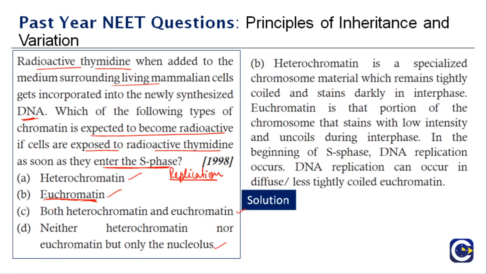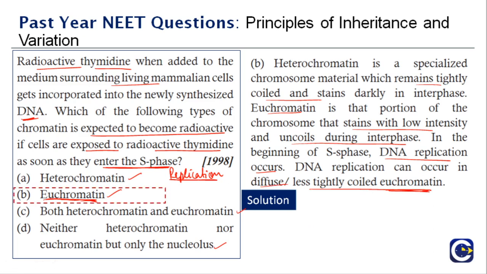Heterochromatin is a specialized chromosome material which remains tightly coiled and stains dark in the interphase. Euchromatin is the portion of chromosome that stains with low intensity and uncoils during interphase. In beginning of S phase, DNA replication occurs and DNA replication can occur in diffuse, less tightly coiled euchromatin. So we know, right? Euchromatin is the less coiled DNA, whereas heterochromatin contains large number of proteins and therefore it is coiled. So what is the right answer? The right answer is B, euchromatin.